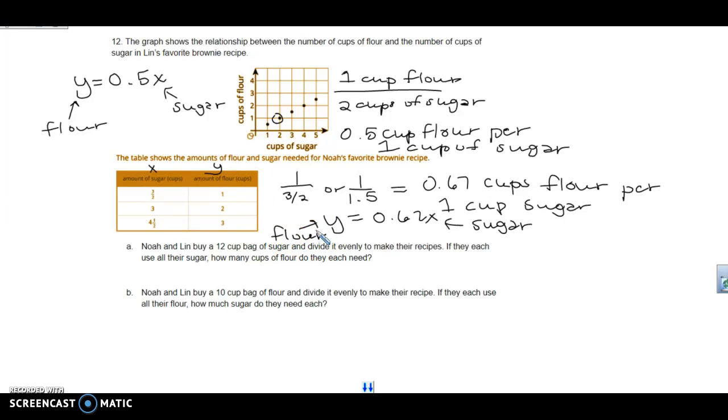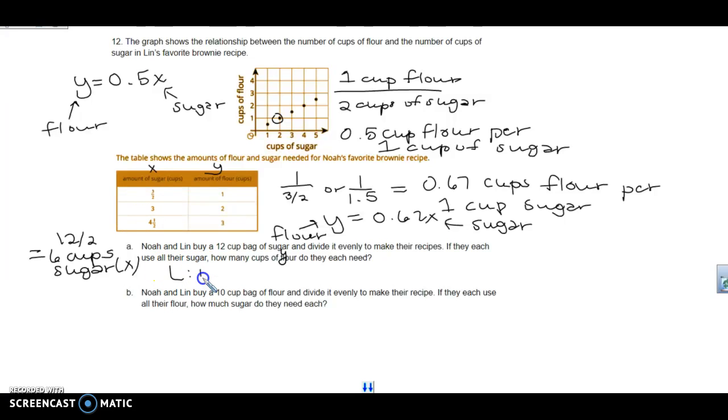So on A, it says Noah and Lynn buy a 12-cup bag of sugar and divide it evenly to make the recipes. If they use all of the sugar, how much flour did they need? So for this one, we're trying to find the y. We're going to find flour. If they buy a 12-cup bag of sugar and they divide that in half, then they're going to each have 6 cups of sugar. And sugar is our x. So in each of those equations, we're just going to plug in the 6 cups for x into our equation.